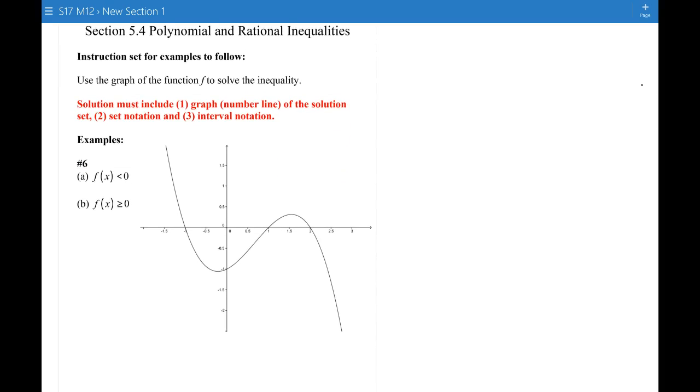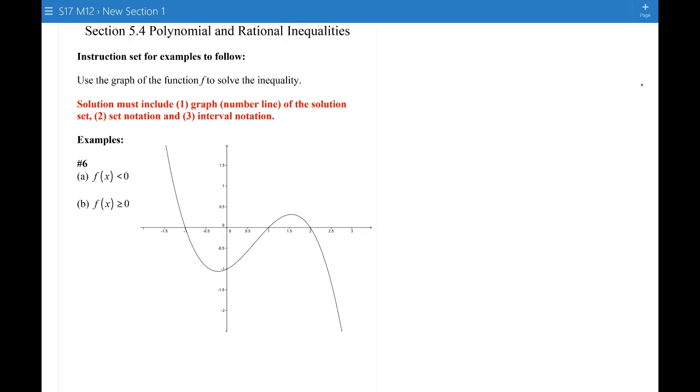So here's the instruction set for the examples that follow. It says use the graph of the function to solve the inequality. And these inequalities will have three parts to their solutions: a graph, set notation, and interval notation.